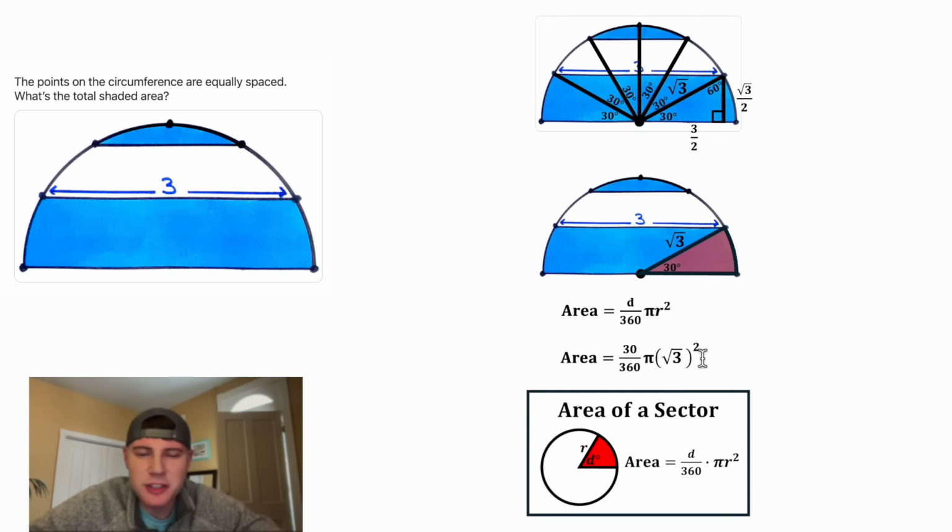This square root and this square can cancel each other out, and we can bring the 3 up here. 3 times 30 is equal to 90, and 90 divided by 360 is 1/4. So the area of this sector is equal to pi over 4. And the same thing is going to happen over here. This sector also has a central angle of 30 degrees and a radius of root 3. So the area will also be pi over 4.